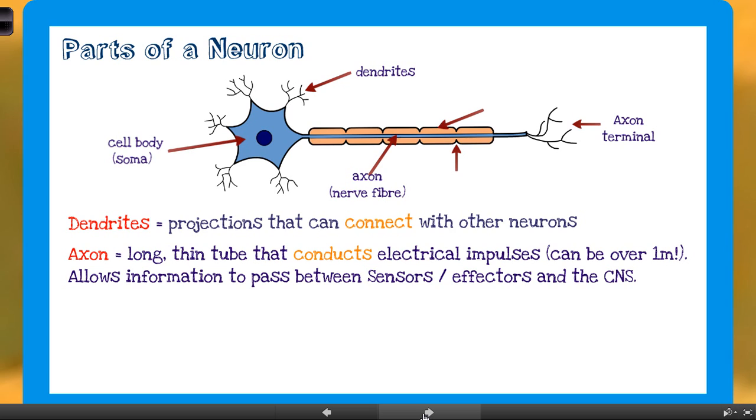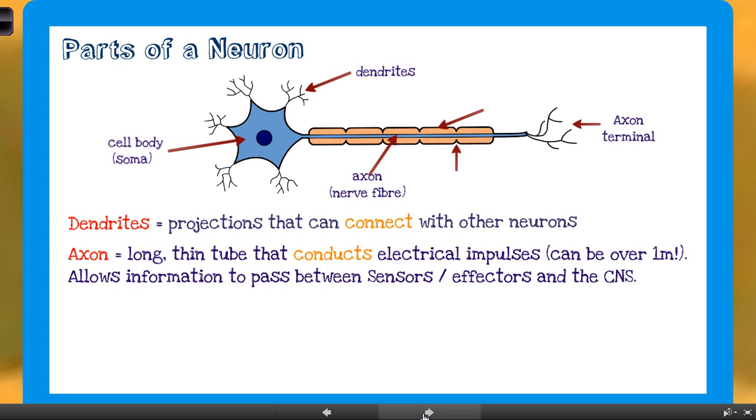This cell can actually be a meter long. That's 1,000,000 times longer than some of our other cells, but it is incredibly thin. That's why, if we break these in our body, it's impossible to rewire them when you've got a whole lot of them and they're just that tiny.